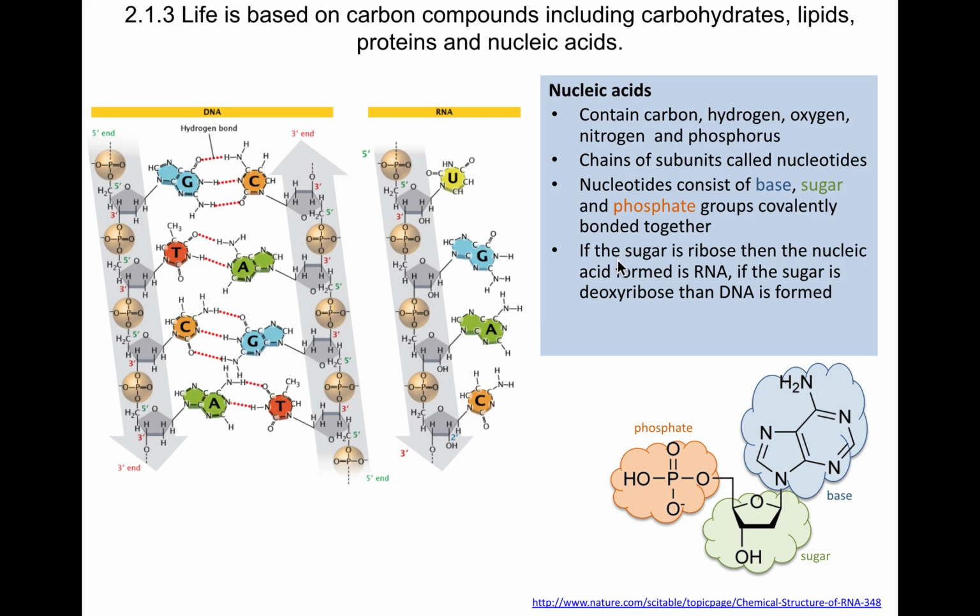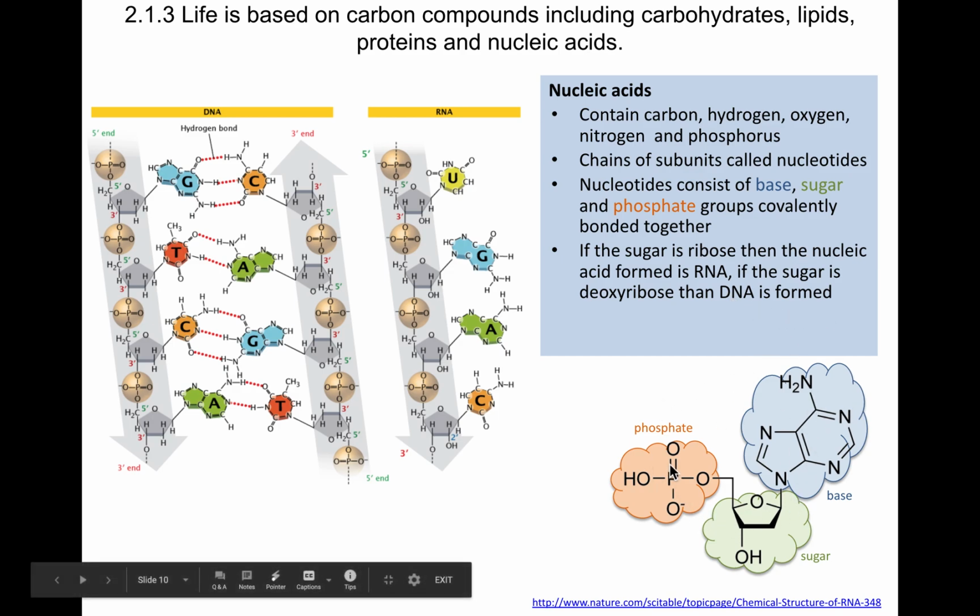In a nucleic acid, if the sugar is ribose in the nucleotide, we know we're looking at a ribonucleic acid. And if the sugar is deoxyribose in the nucleotide, we know we're looking at deoxyribonucleic acid. So here's an image of one nucleotide here with a phosphate, a sugar, and a nitrogen base.